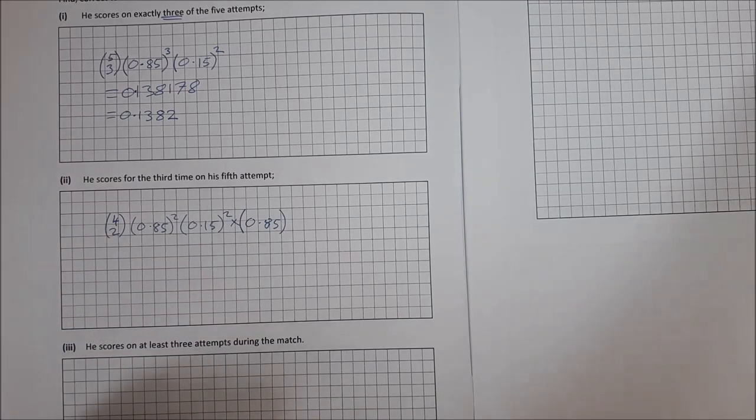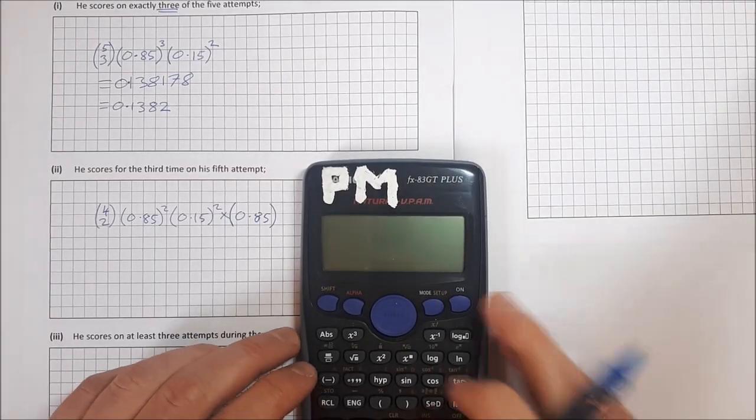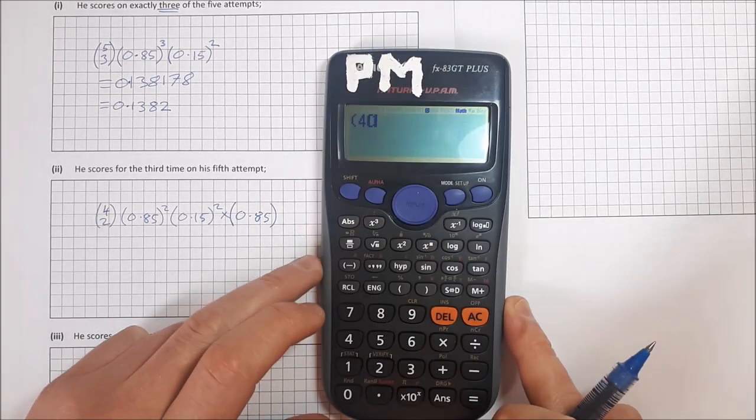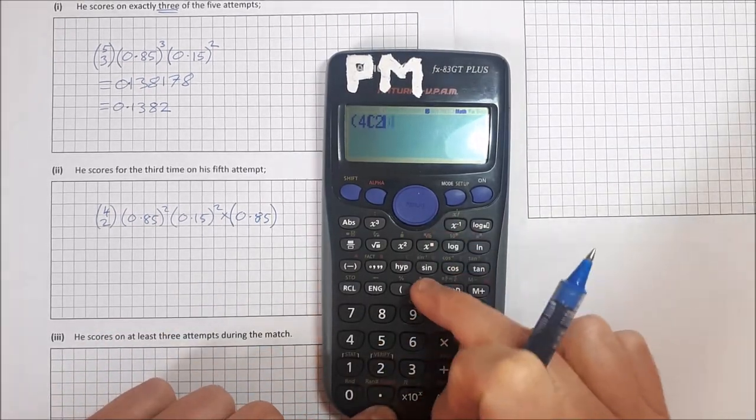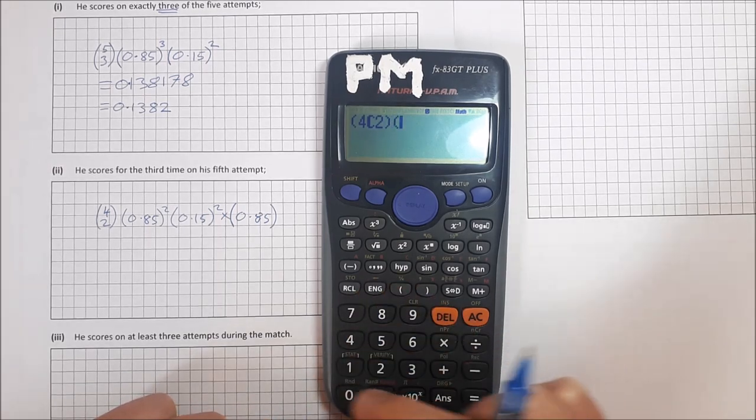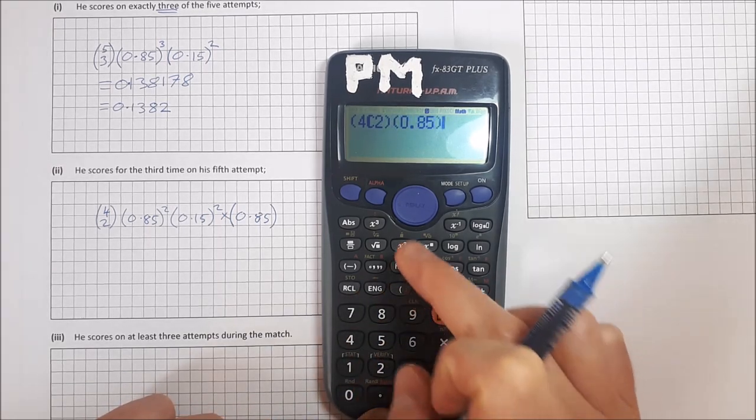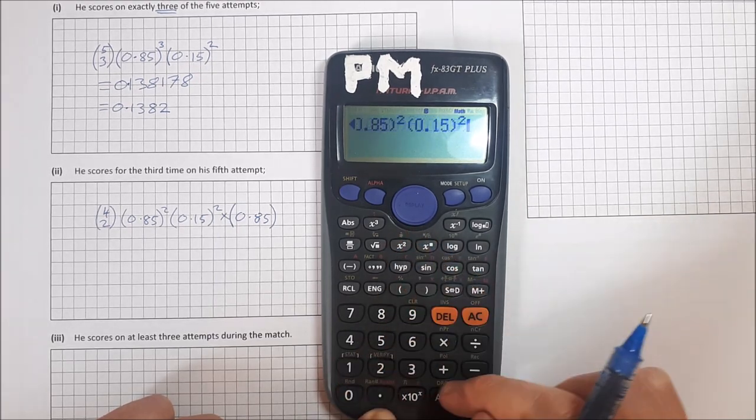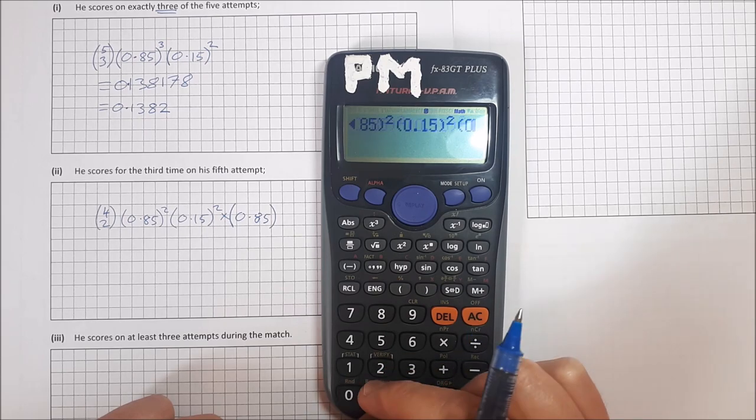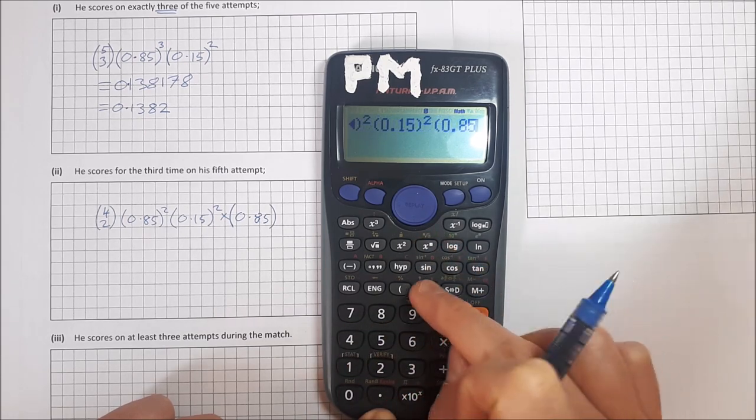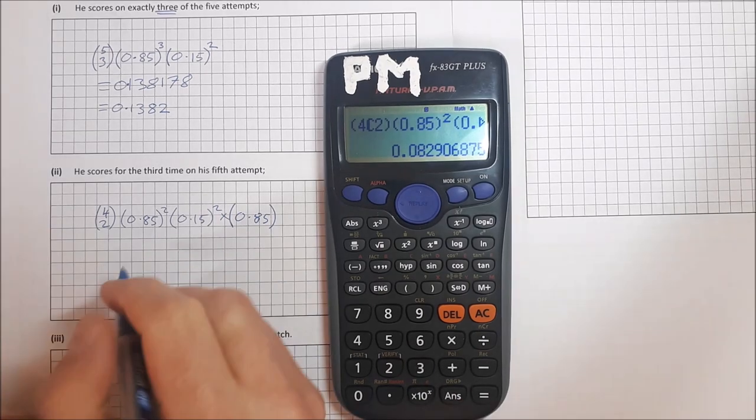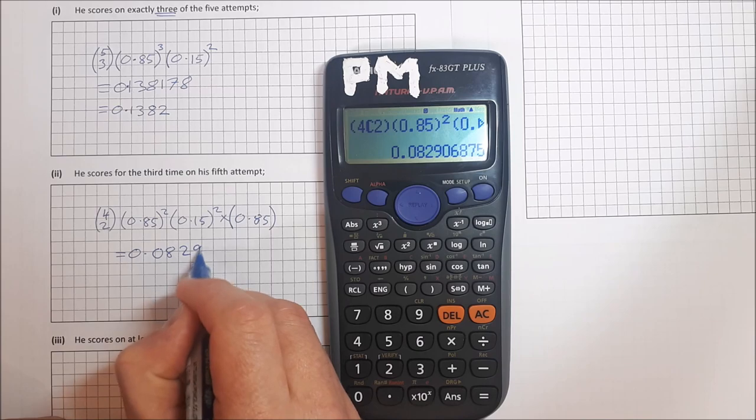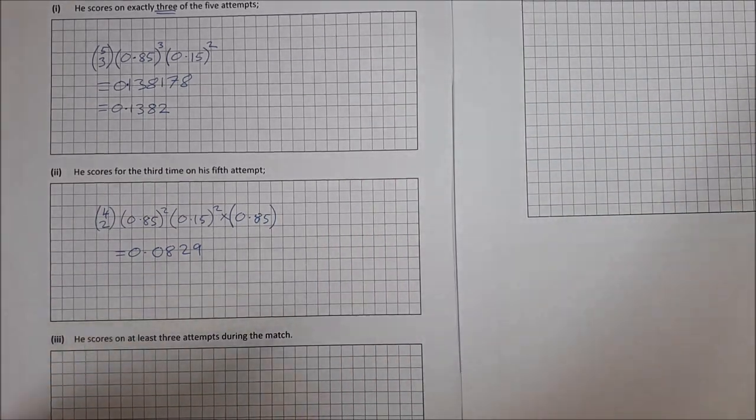So we can go straight back to our calculator, and we have 4 choose 2 times 0.85 squared times 0.15 squared times 0.85, which is 0.0829, correct to four decimal places.